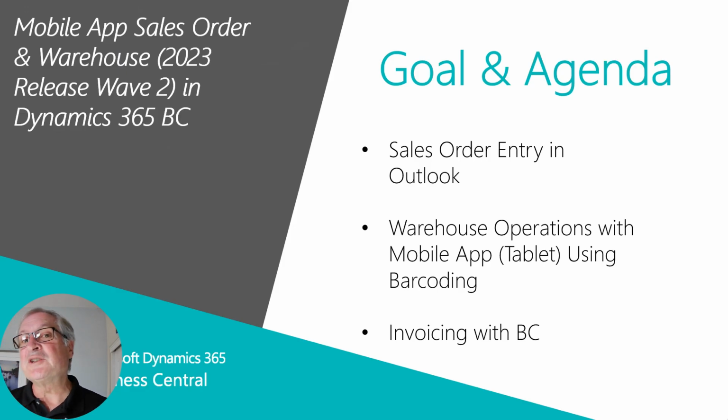In this demo, I showed you how you can enter a sales order in Outlook, have it automatically go to Business Central. I use new functionality in the Dynamics 365 Business Central mobile app to read serial numbers from barcodes, and then also create a shipping transaction. We went back into Business Central, posted the shipment, and then invoiced that shipment out to the customer. A complete cycle using Outlook, the mobile device, and Business Central.